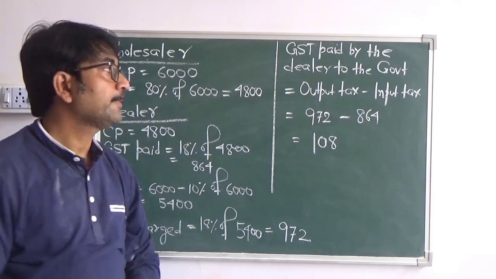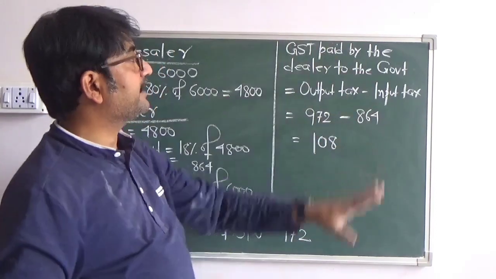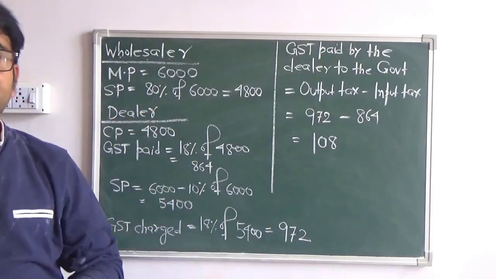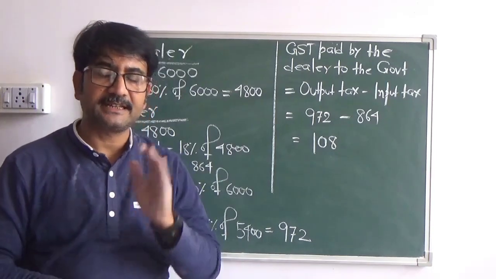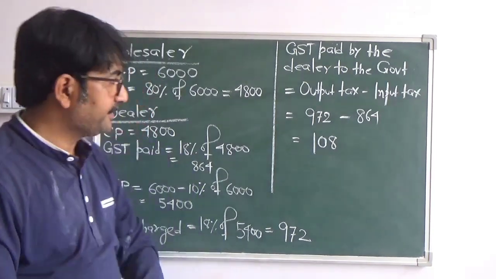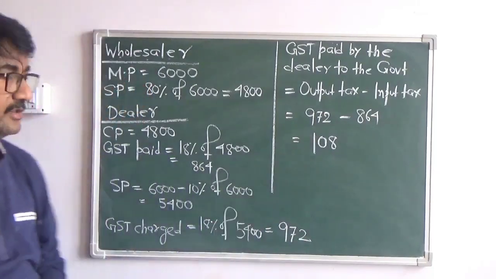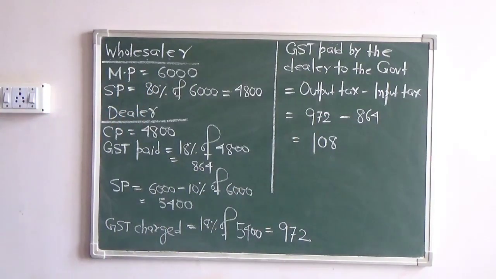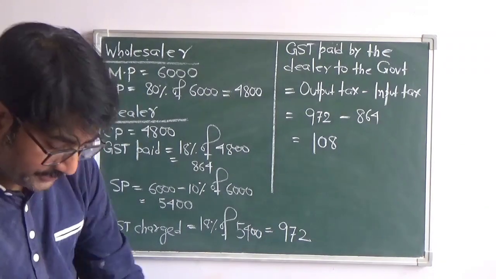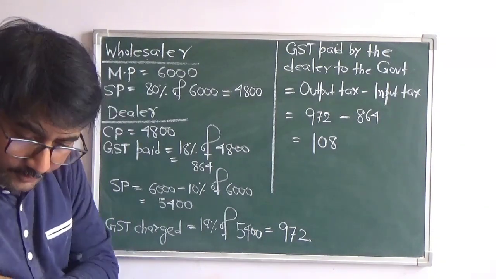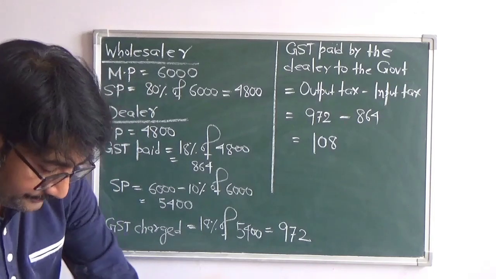So finally, what is the amount of GST paid by the dealer to the government? It is the output tax minus input tax, that is tax collected minus tax paid, coming to 972 minus 864, and that is equal to 108. Hope it is clear to all of you, no confusion. Now we move on to the next question.